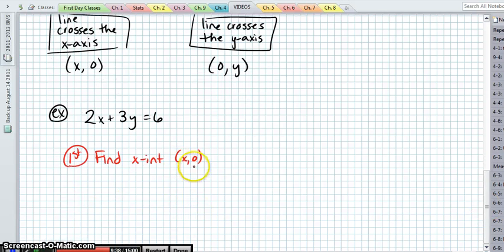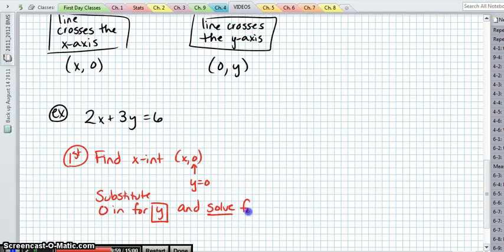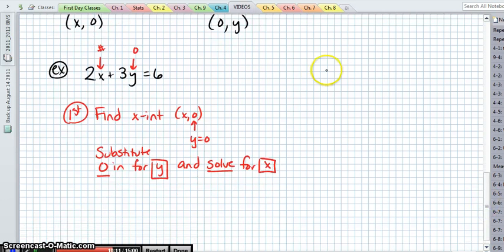We are not sure what x is, but we do know that y has to equal 0. So we're going to substitute 0 in for y, and this is different because usually we're just substituting numbers in for x, but you can also substitute in for y and solve for x. Okay, so we'll put a 0 in for y, and we will solve for x. We'll get some number for x. So let's go ahead and do that and see what we get.